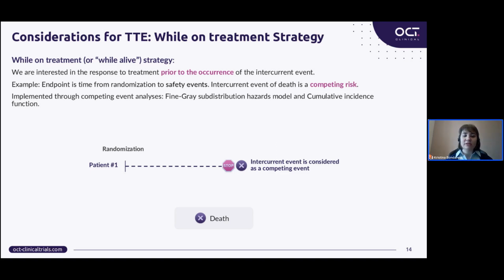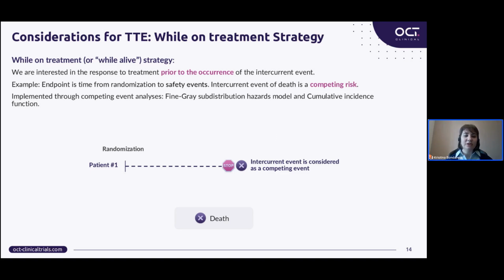When the while on treatment strategy is applied, the intercurrent event is taken as a competing event. There are two approaches for competing risk analyses that can be applied to implement the strategy for time to event estimates: the cause specific hazards model and the subdistribution hazards model.